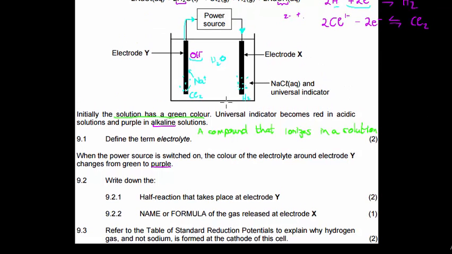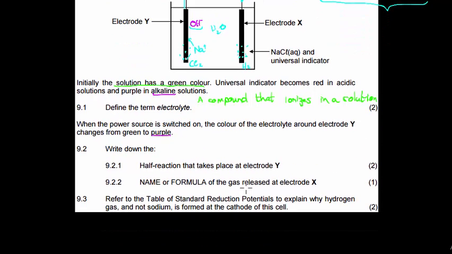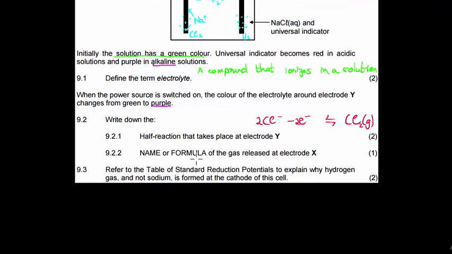So at electrode Y, this is the half reaction that takes place. Chloride, negative, is losing an electron, so it's losing an electron to produce chlorine gas. Now chlorine is a diatomic molecule, Cl2, so that means we needed 2 chloride ions to lose 2 electrons to produce 1 diatomic chlorine molecule.